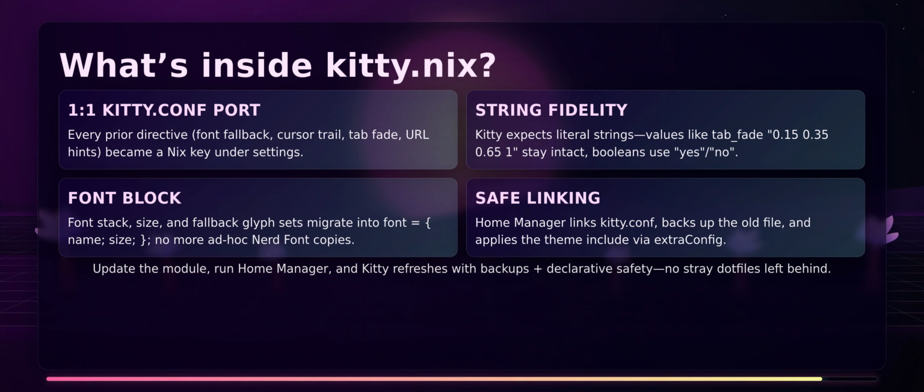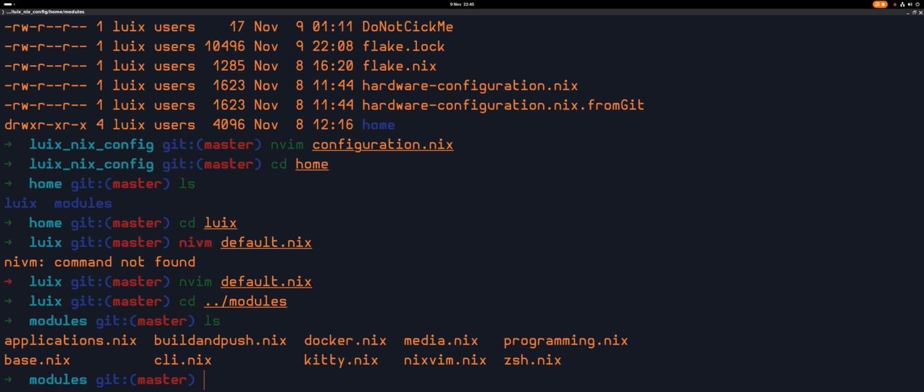Now, updating Kitty is just editing the module. Home Manager takes care of the linking from kitty.conf and backing up the old file if it existed. Yeah, those were mostly the changes that I wanted to show you. I just reiterated them now.